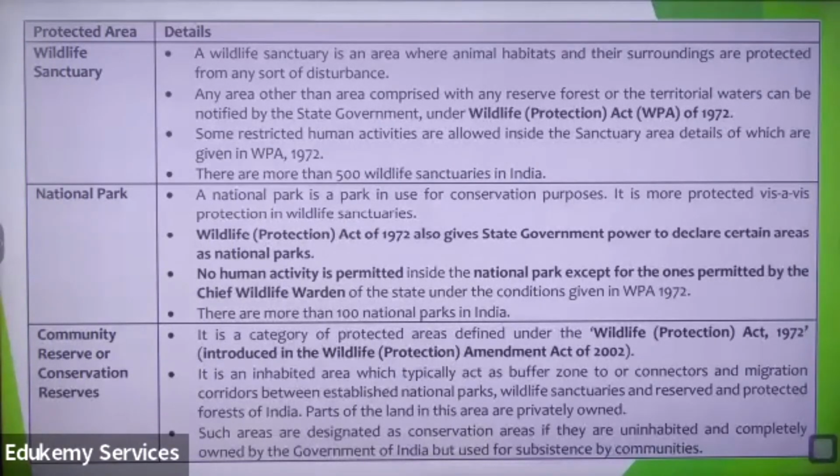ठीक है, याद रखेंगे वैसे. चलिए. Community reserve or conservation reserve, again, under which act? Wildlife Protection Act of 1972. Now, what are these reserves?